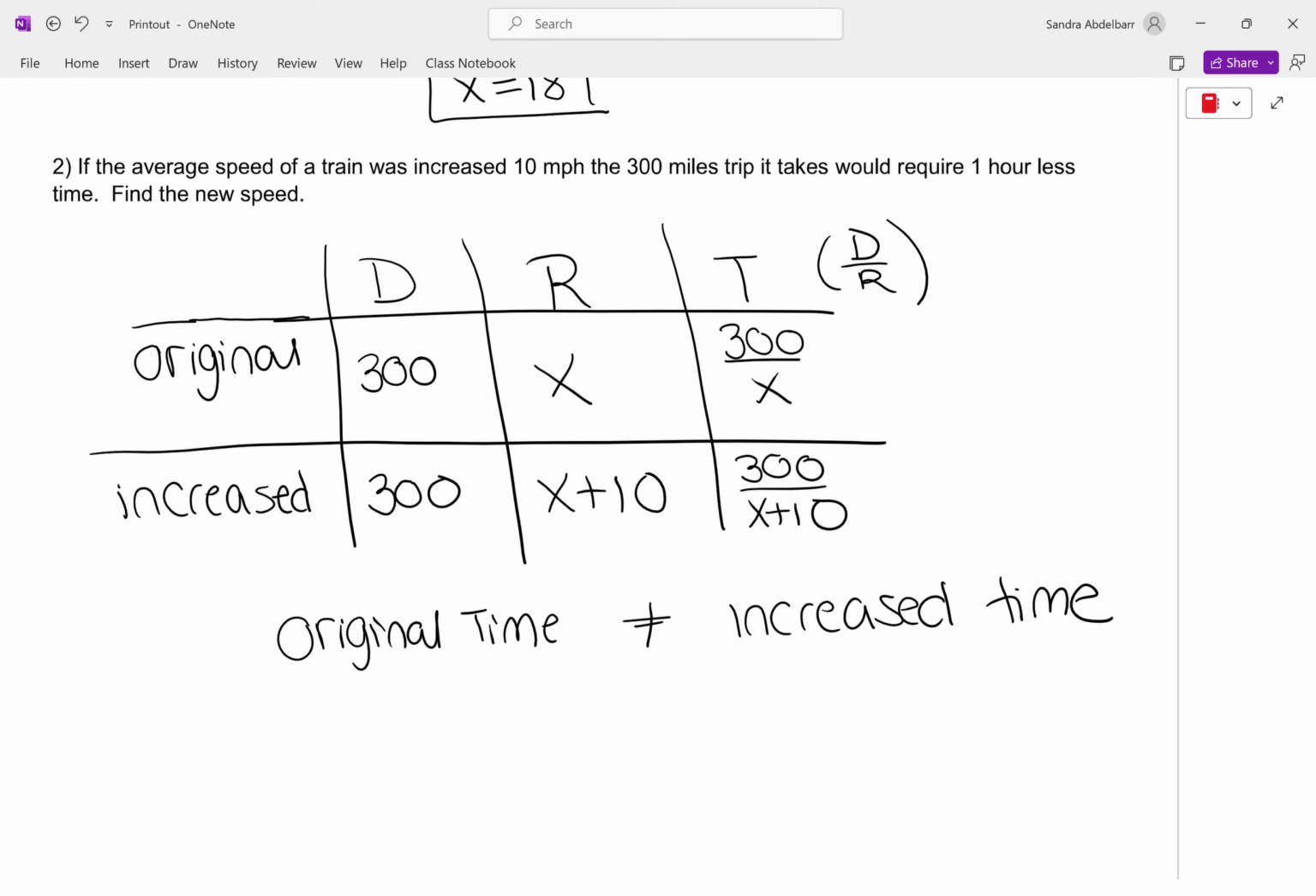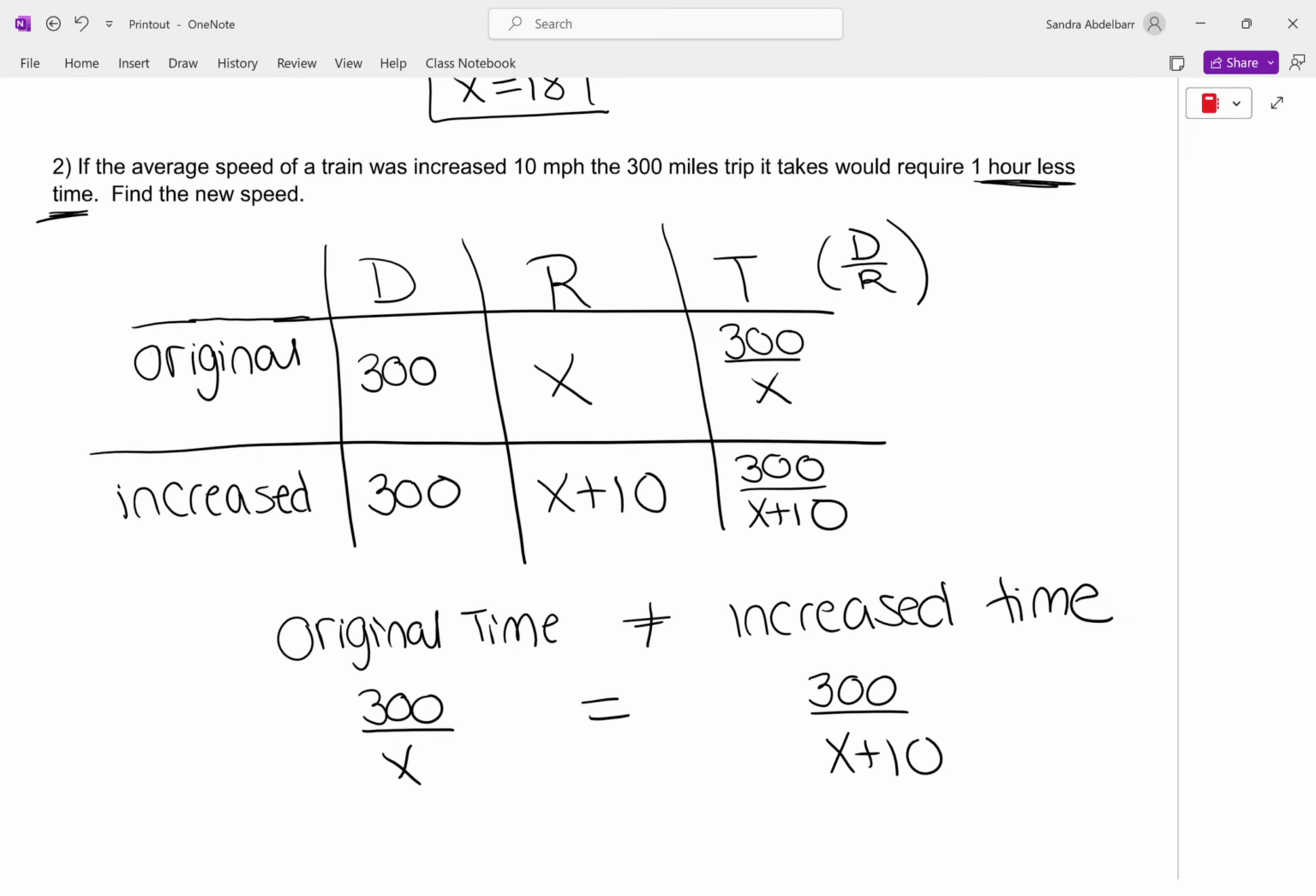Now, our original time does not equal our increased time. They're not the same. It makes sense: if you're speeding up, it's not going to take you the same amount of time. So we know our original time is 300 over x, and our increased time is 300 over x plus 10. But now, how do we make them equal? Well, it says it would require 1 hour less in time. So do we agree that the original time is bigger than our increased time? Our original time is a longer amount of time than our increased time.